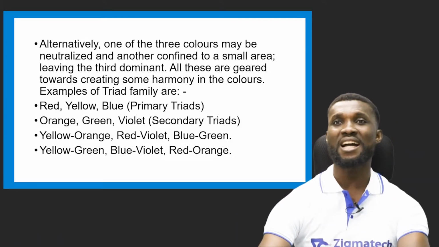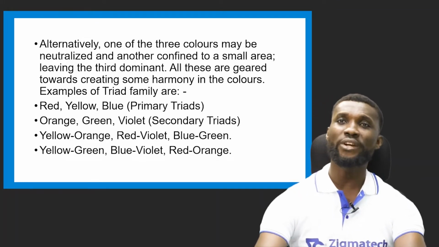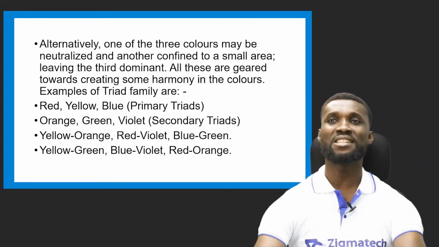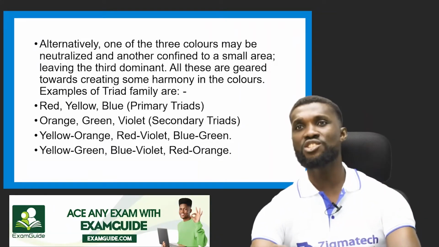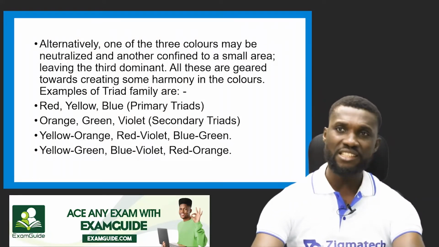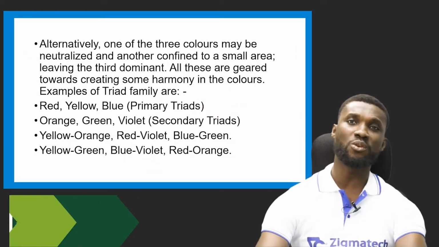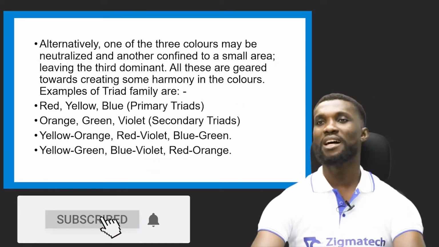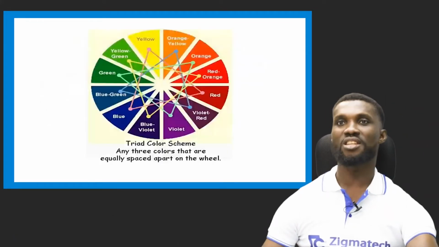Examples of a triad family: red, yellow, and blue will give you a beautiful triad. Then you have orange, green, and violet, which will give you the secondary triad. Red, yellow, and blue is the primary triad. Orange, green, and violet is the secondary triad, while yellow-orange, red-violet, and blue-green is the tertiary triad. The same thing applies to yellow-green, blue-purple, and red-orange. These are the tertiary triad.